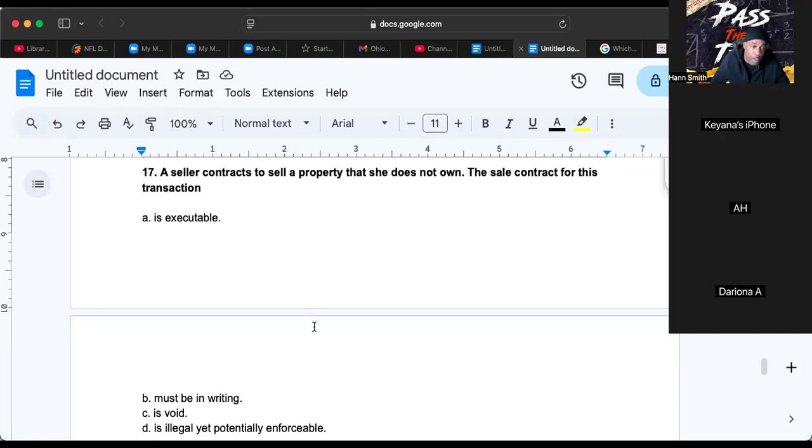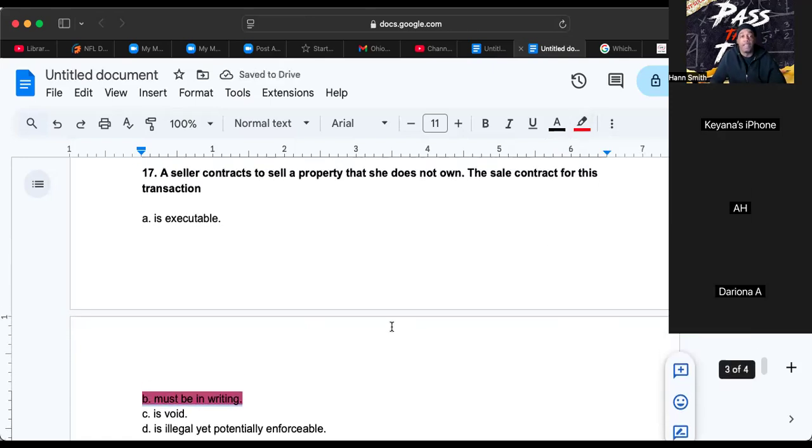I'm going to get rid of "must be in writing." Again, a seller contracts to sell a property that she does not own. The sale contract for this transaction is it executable, void, or illegal yet potentially enforceable? We need to get rid of one more. Get rid of A. Good job.